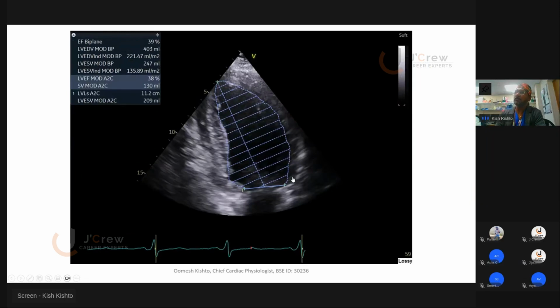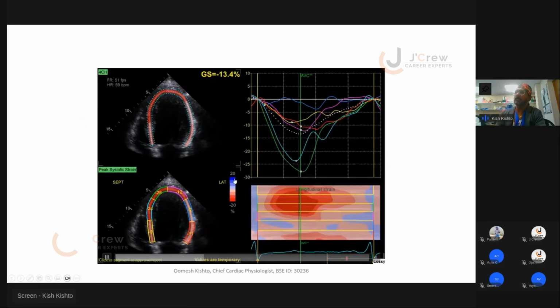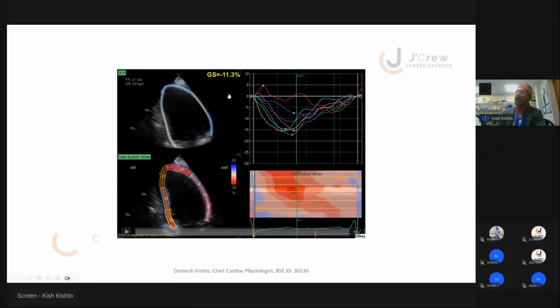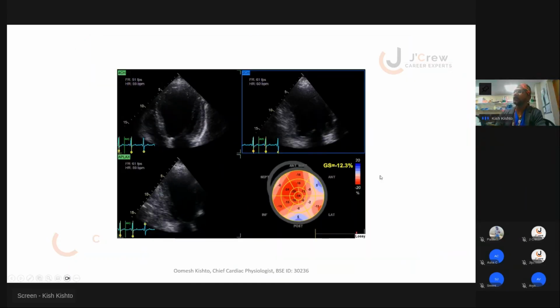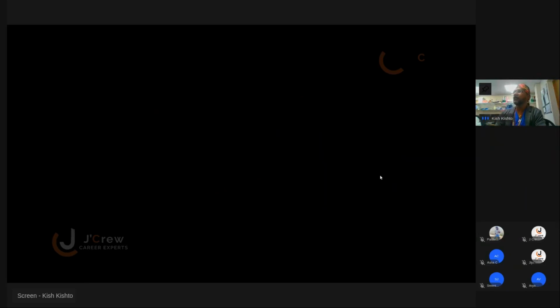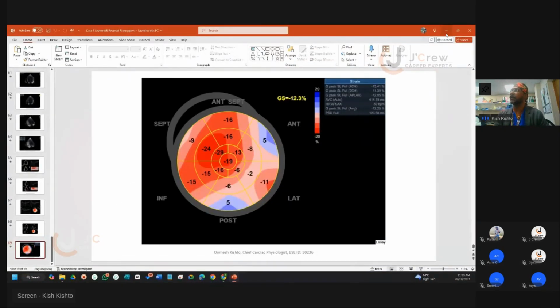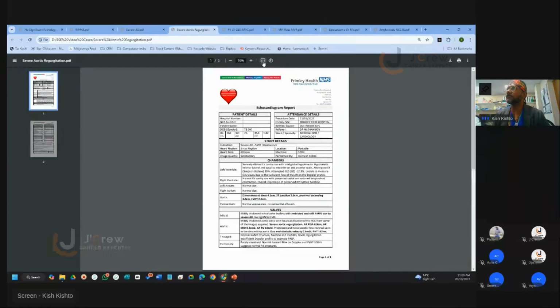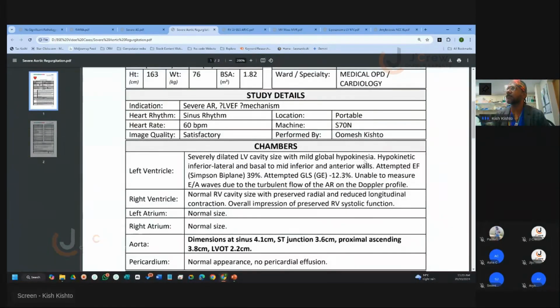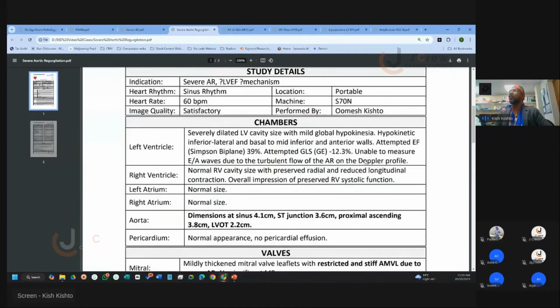Okay, guys. So I did the GLS as well, as you can see, severely impaired, 12. Good. Okay, let's look at the report. What did I say? Severe AR, query systolic function, query mechanism. I'm not going to describe the other things.